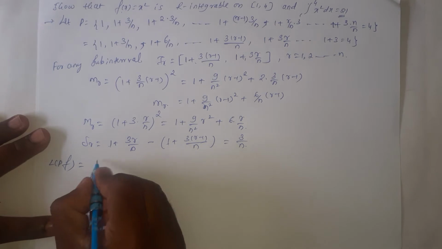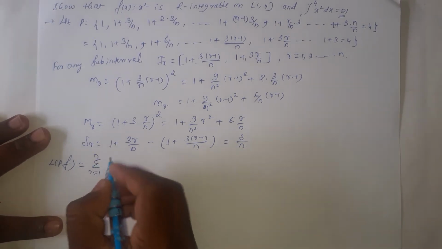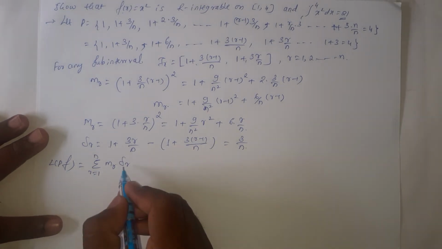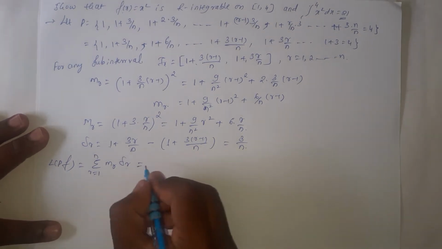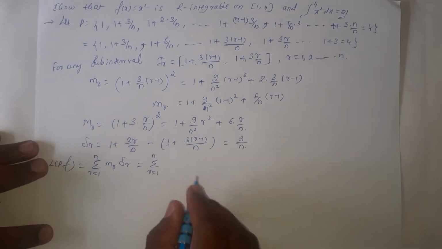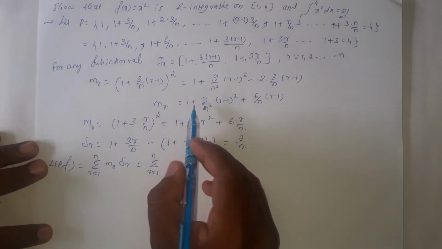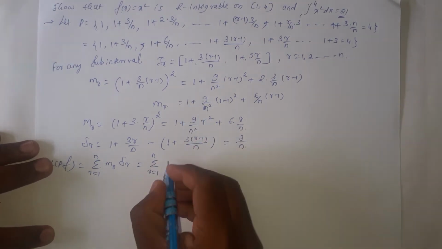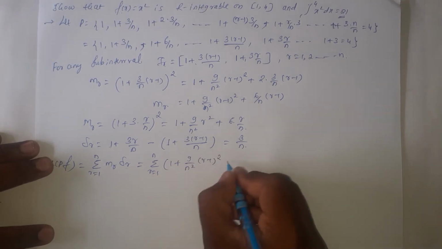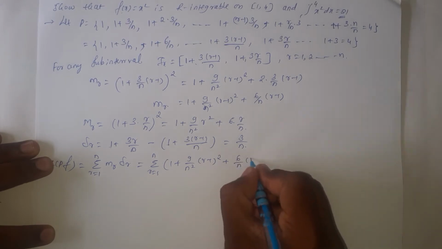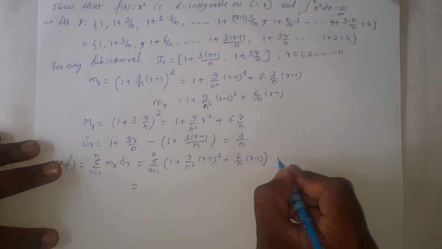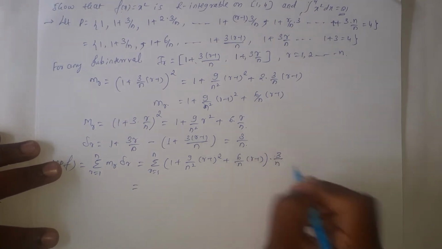Here LPF is given by summation over R is equal to 1 to n of infimum of the interval I_R, that is small m_R, into the length of the interval delta R. It is equal to summation over R is equal to 1 to n. Here small m_R, that is the infimum, is 1 plus 9 by n square (R minus 1) whole square plus 6 by n into (R minus 1), into here delta R, that is 3 by n.